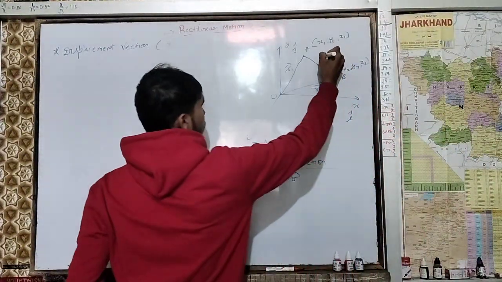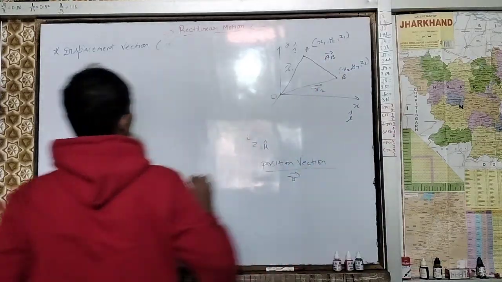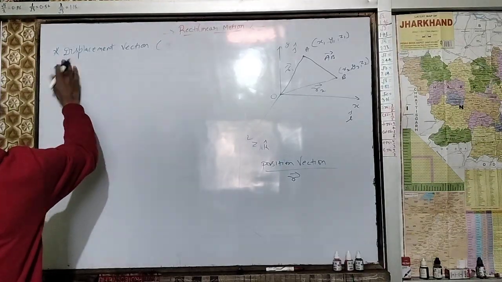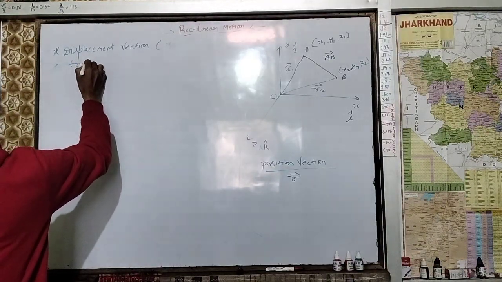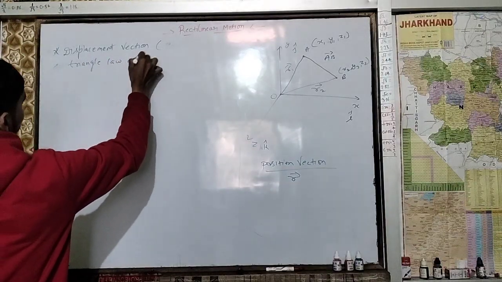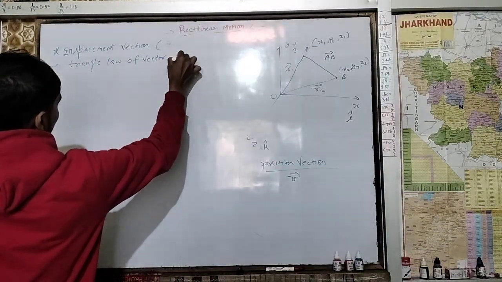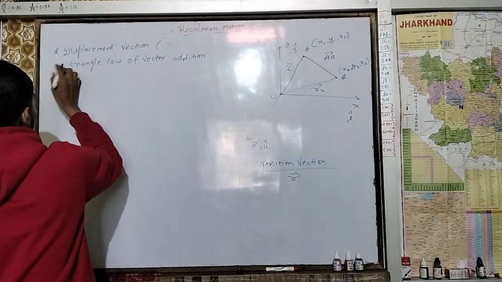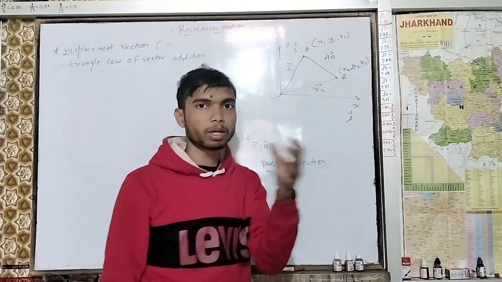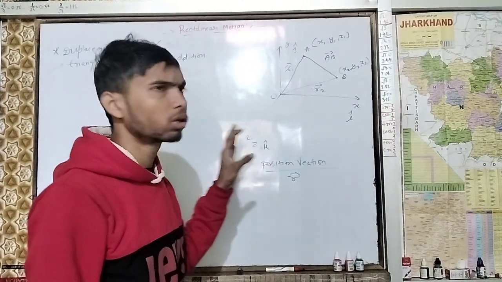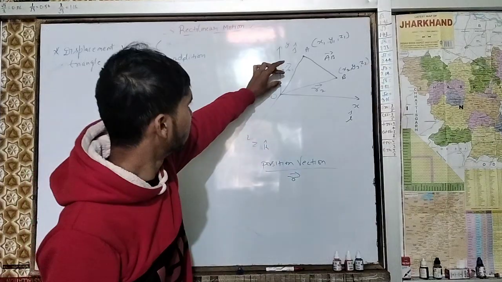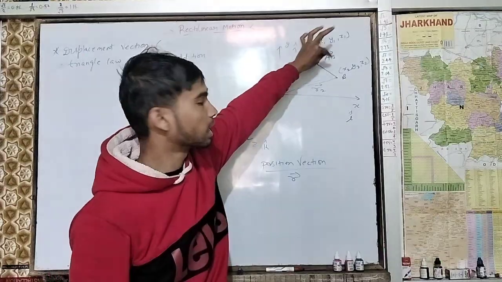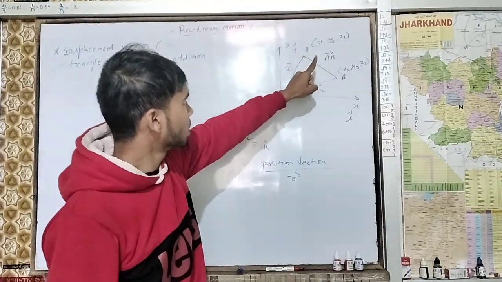This is our displacement of AB. Clear? Now, according to the triangle law of vector addition, you can see it is forming a triangle. This is not a right triangle, but yeah, it is a triangle. This is one side, this is another side, and this is the third side.